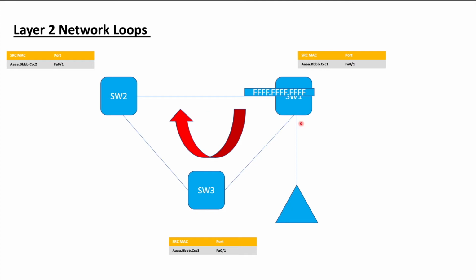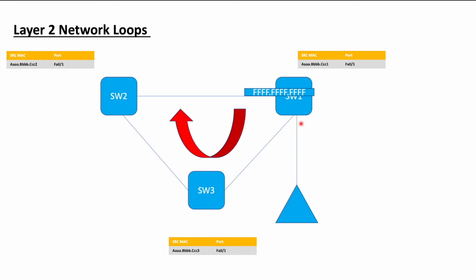To prevent these cases, we need spanning tree or any such protocol to avoid the loop in this situation. So this was the basic theory related to layer 2 loops. Now with this, I'll move to the real life demo.